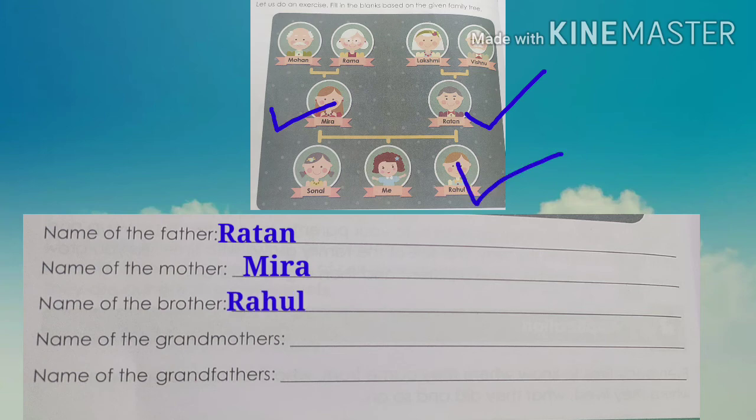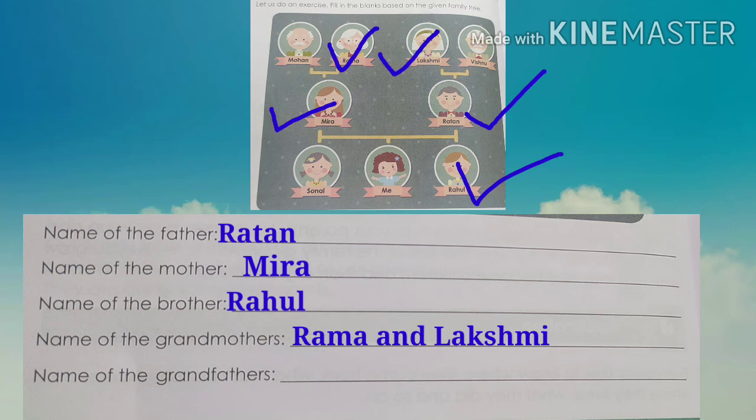That is Rahul. Then we have to find out the names of the grandmothers, Rama and Lakshmi. So we have to write their names. Then the names of the grandfathers, Mohan and Vishnu. Understood, students? I hope you understand this family tree.